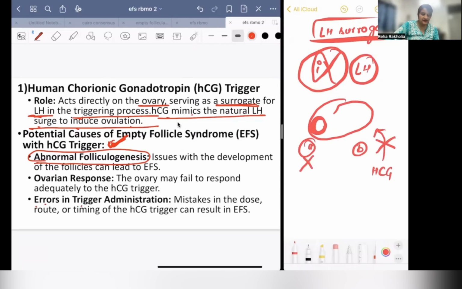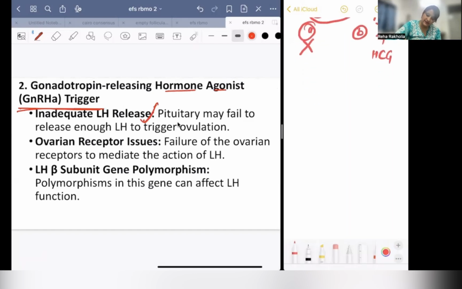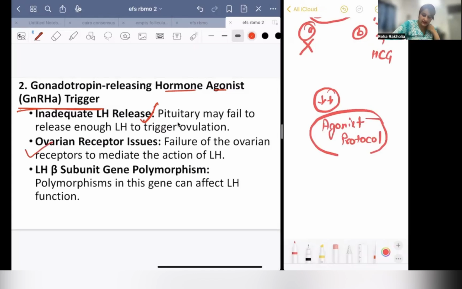Or error in the trigger administration: dose, route, and timing. We have already discussed this. Then pathology: GnRH agonist trigger, inadequate LH release. When will inadequate LH release be there? Either hypogonadotropic hypogonadism, or we have already used an agonist protocol, so there won't be any LH release from the pituitary, or there is oversuppression of the pituitary due to OCP use. Or ovarian receptor issues, failure of the ovary receptor to mediate the action of LH.